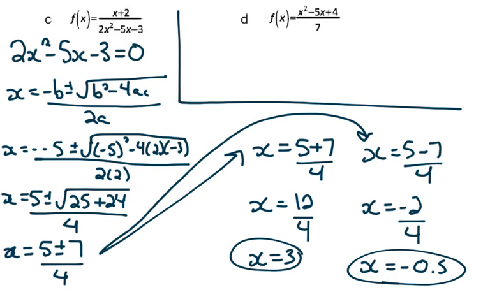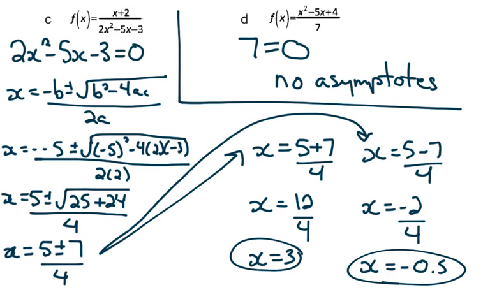D, I haven't reserved a lot of space, but we don't actually need it. If you're thinking about it, well, we need to set the bottom equal to 0, so 7 equals 0. This is actually a nonsense statement because 7 can never equal 0. 7 is just 7. So what this tells us is that we actually have no asymptotes here. The only time we can actually have an asymptote is if there's an x in the bottom of the fraction.